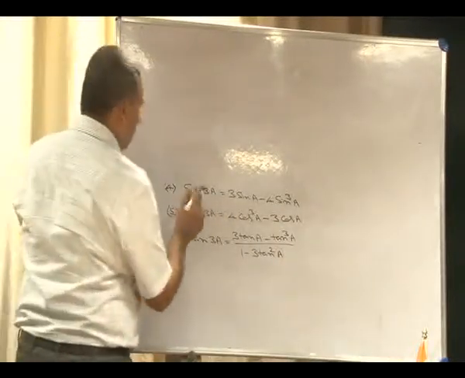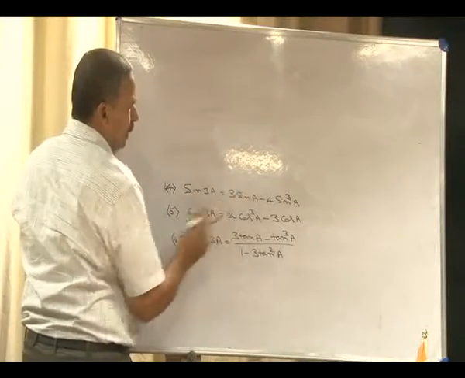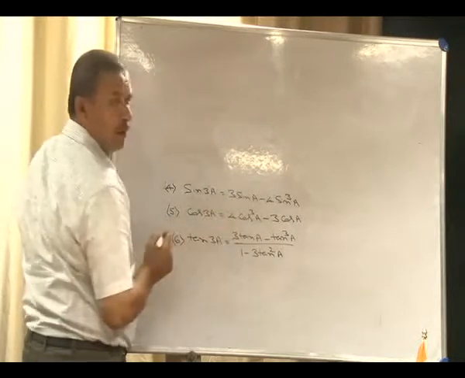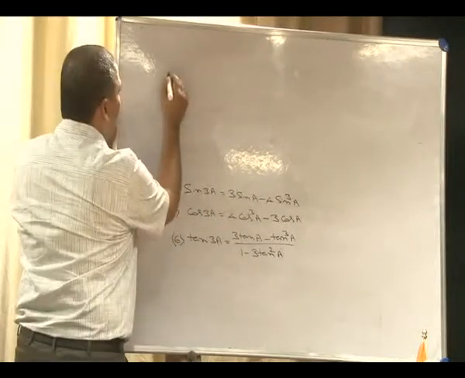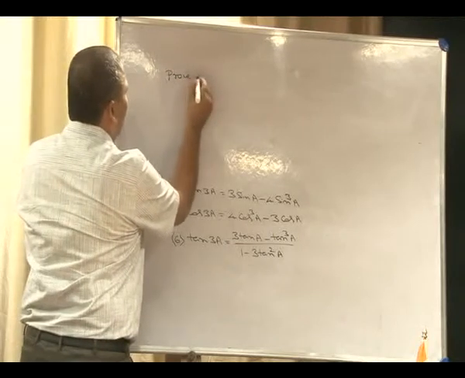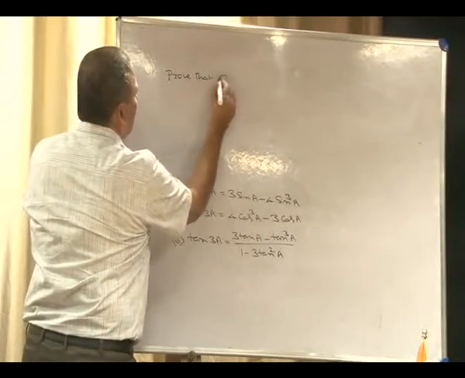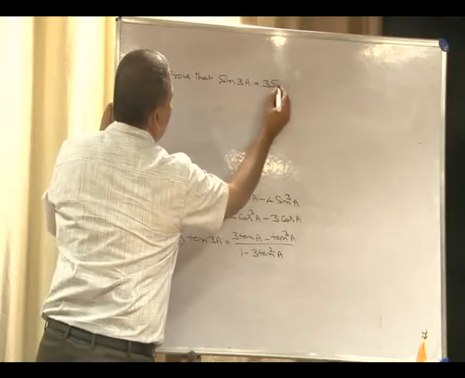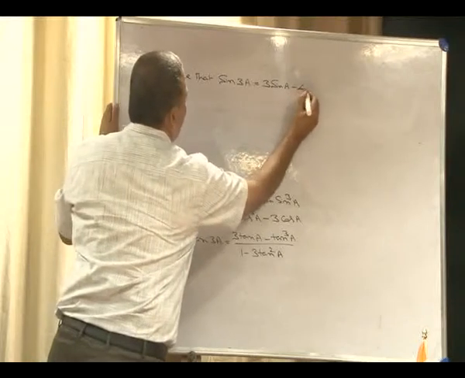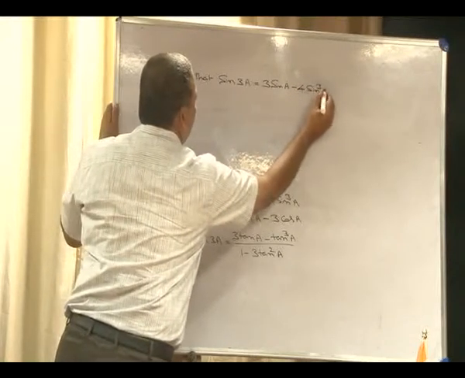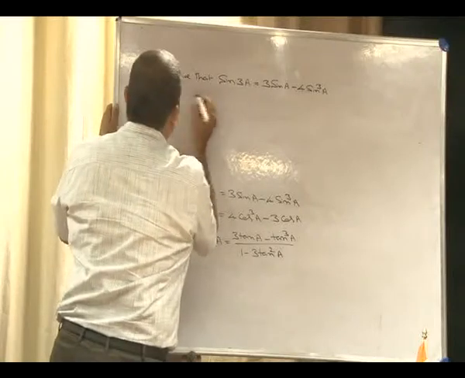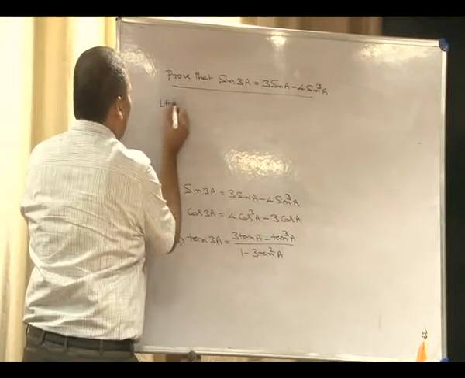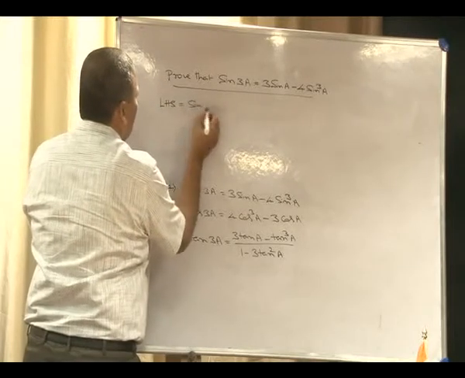Now I will take sin 3A. Prove that sin 3A equal to 3 sin A minus 4 sin cube A. Prove that sin 3A equal to 3 sin A minus 4 sin cube A. LHS equal to sin 3A.